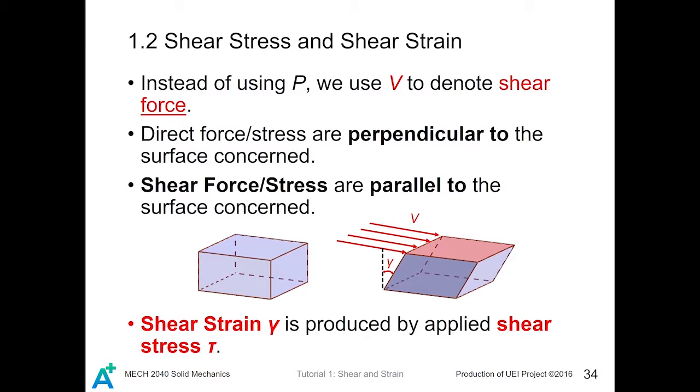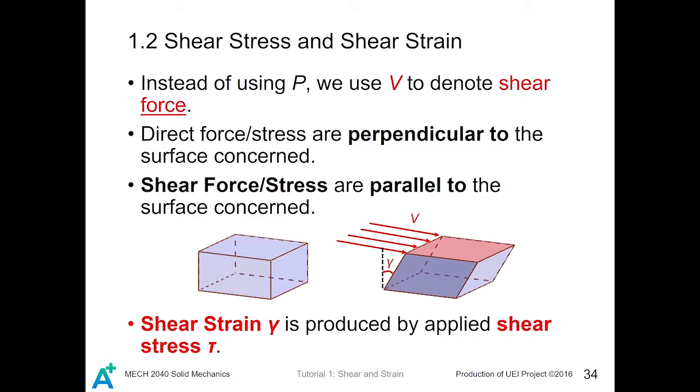Next, let's talk about shear stress and shear strain. When talking about shear, instead of using P, we use V to denote the shear force. Notice that in the previous section, we talked about direct stress. That means P is normal to the surface where the force is exerted, right? Those two forces are perpendicular to the applied load P. But this time, since we are talking about shear stress and shear force, it is different from the direct stress.